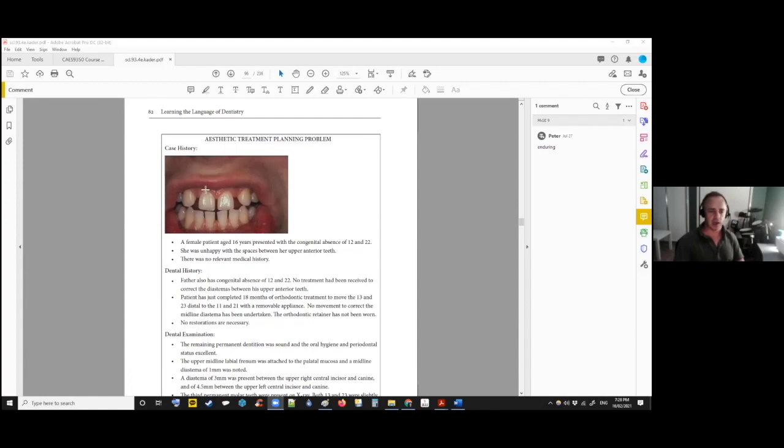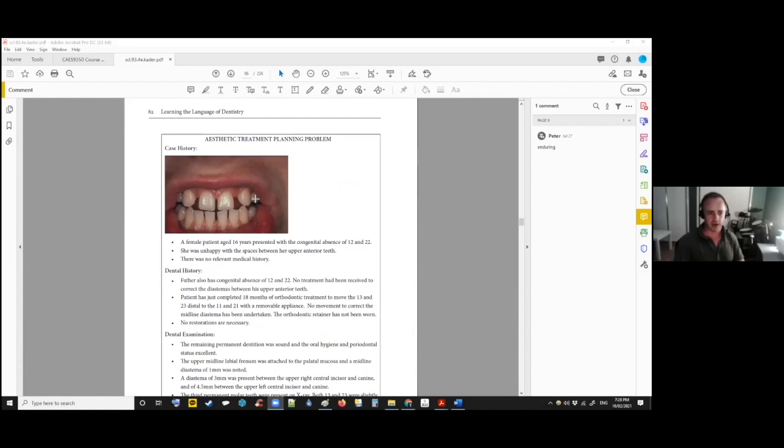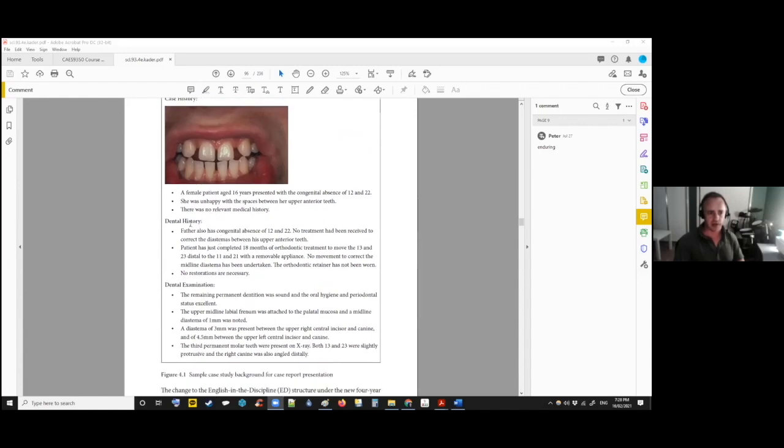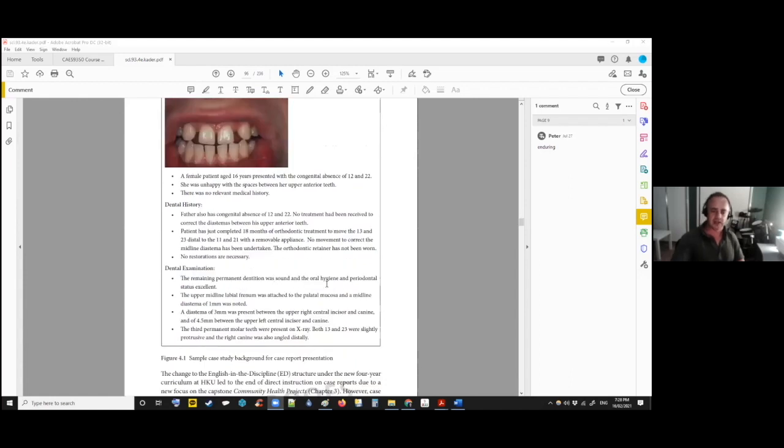So you've got here a picture of a person with some teeth problem. They've got spaces in the teeth that they're not happy with. And you can see here the report, the way that it's written. We've got case history, dental history, results of the dental examination. And this is the kind of thing that they have to write all day, every day. Every time they see a patient, they've got to write this.